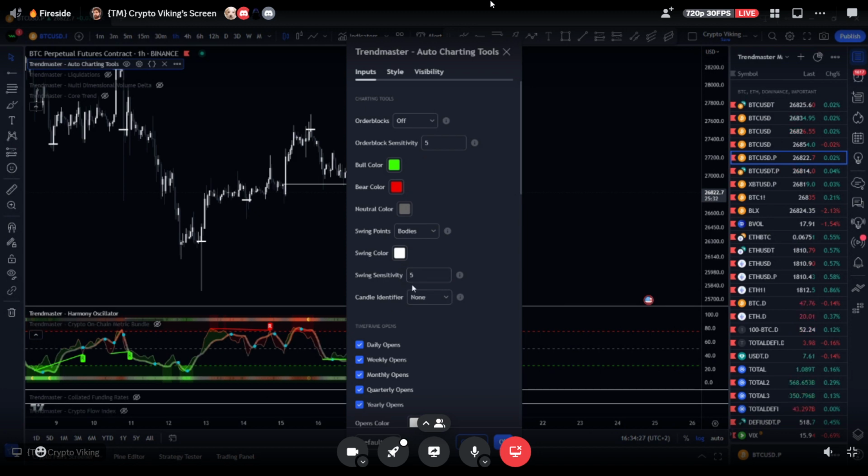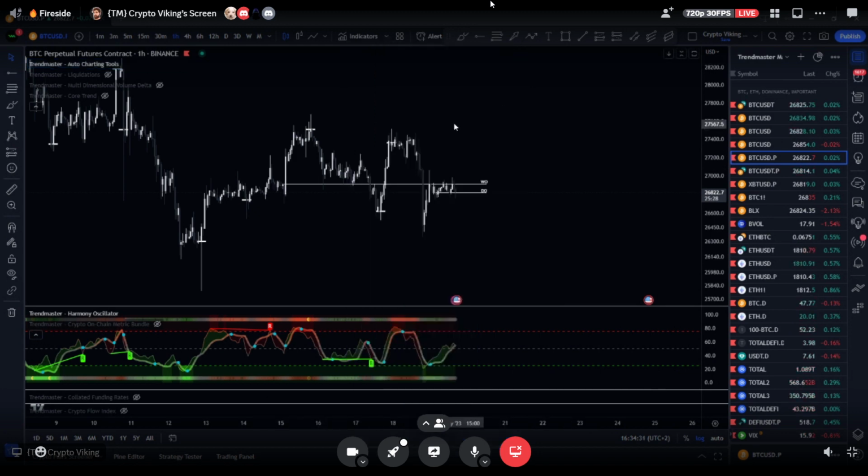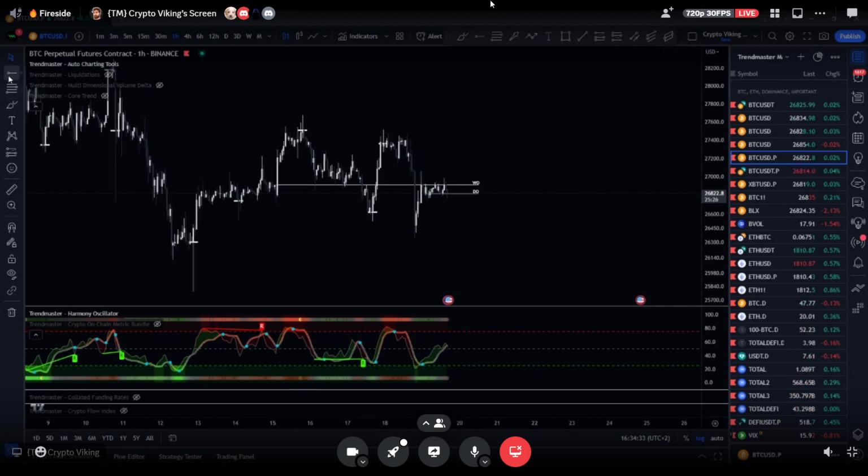So for me, things that are important: if I have the swings on the auto charting, I usually keep it around 5. If I'm only looking for the most major swings, I'll lower that. But generally, to see the major swings, it catches them because I put it on bodies. So essentially, swing fail, short, continuation. What do we have to the downside? Is that a swing test? No, even front ran that.